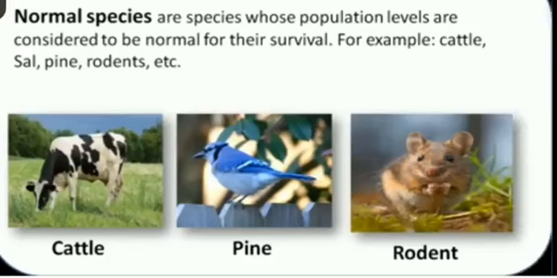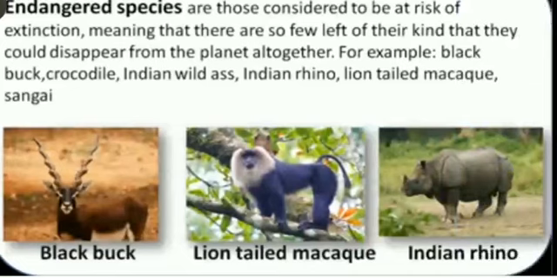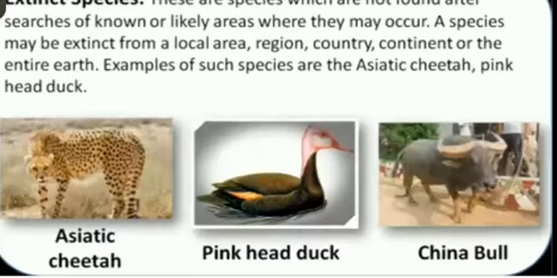Normal species are those species whose populations are considered to be normal for survival. They are normally surviving, for example cattle, sal, pinus, rodents. And endangered are those species which are at risk of extinction, meaning their number is going on reducing, they are disappearing, such as the black buck, crocodile, Indian wild ass. Rather, the Indian rhinoceros is one of the endangered species.